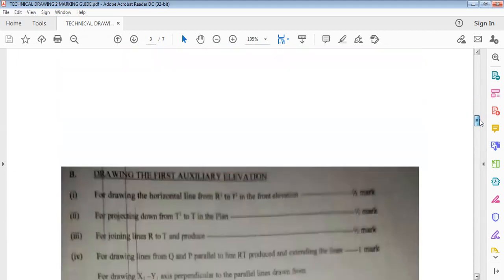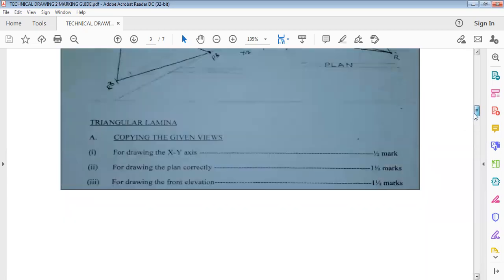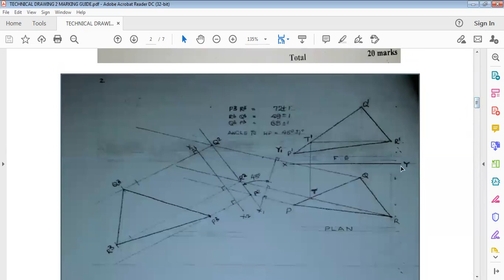Then part B, drawing the first auxiliary elevation. Roman figure i says that for drawing the horizontal line from R1 to T1 in the front elevation, you have half mark. So where is that horizontal line? From R1 to T1, this line is the horizontal line they are talking about. For drawing it, you have half mark.